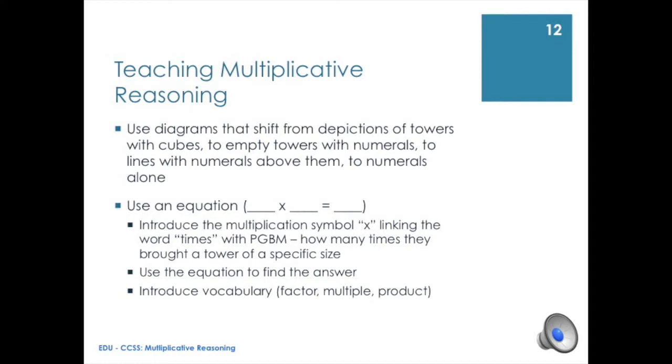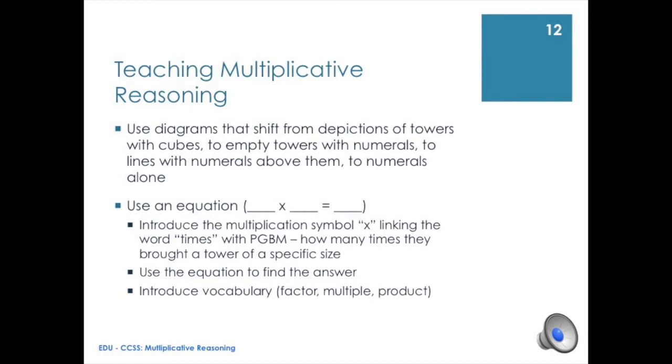and instead, so if we're making towers of 5, instead of having 5 individual cubes in the tower, have them draw an empty tower, like the outline of a tower, and write the numeral 5 to represent how many cubes that tower has. This helps students to move from the more concrete to the more abstract. Eventually we need students to be able to operate with quantities that are represented by numerals, and to understand the connection between the numerals and the quantities that they represent.